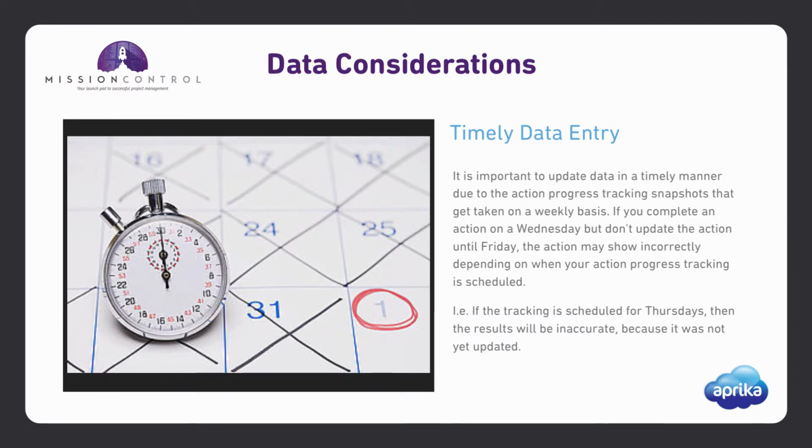Ensuring that data is completed in a timely fashion will ensure that you get the best results from the PMO dashboard. For example, if you complete an action on Wednesday but don't update that action until Friday, then the PMO dashboard may show incorrectly for that week, depending on when your action progress tracking is scheduled.